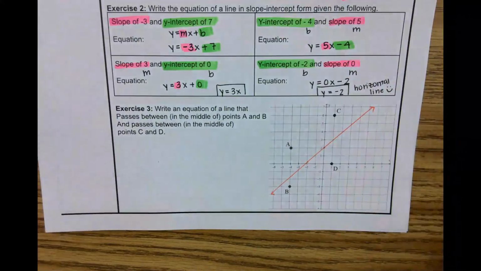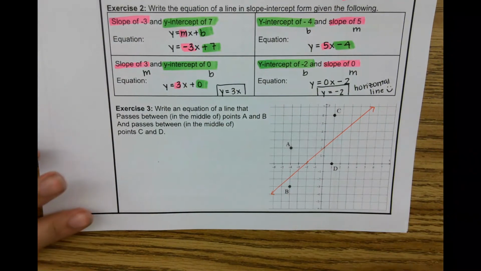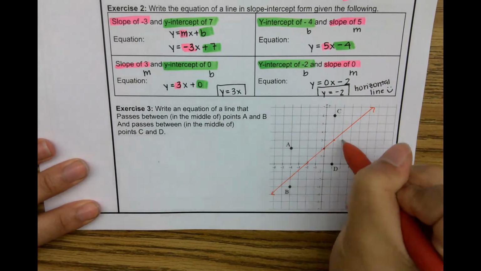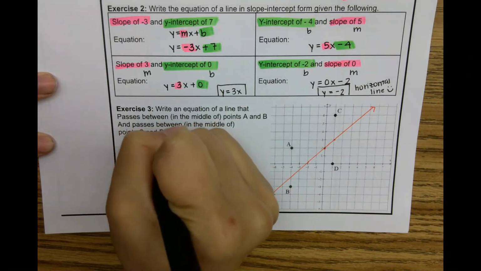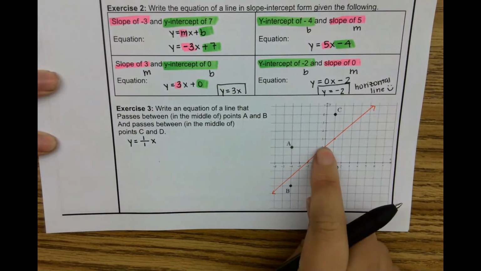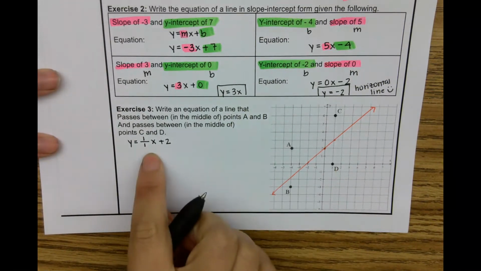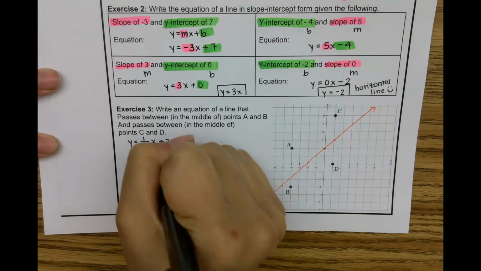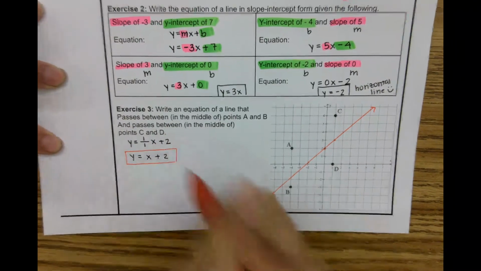Again, it passes between, so all I need to do now is write the equation. So I just need a slope. Here you can see I go up 1, right 1. So if I go up 1, right 1, that's my slope. And then the y-intercept here is at 2, so plus 2. 1 over 1 is just 1, so 1x. So y equals 1x, or just x, plus 2. So this is one potential answer. Like I said, there's so many.